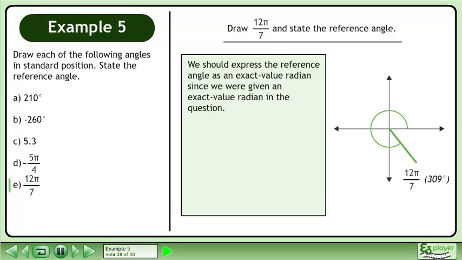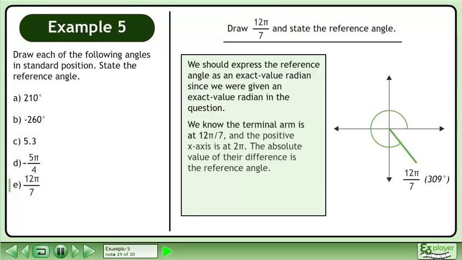We should express the reference angle as an exact value radian since we were given an exact value radian in the question. We know the terminal arm is at 12 pi over 7 and the positive x-axis is at 2 pi. The absolute value of their difference is the reference angle. Subtract the values to get 2 pi over 7. This is the reference angle.